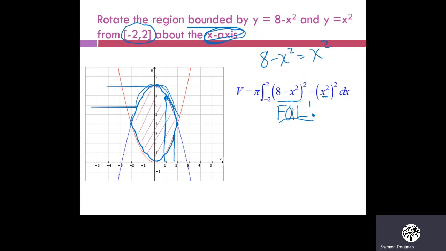So if you go to your calculator and integrate that, you get 170.67 pi. I should really have an extra decimal place there. You can multiply your pi through. It's possible on your 89s that this comes out as a fraction. So whatever works for you.